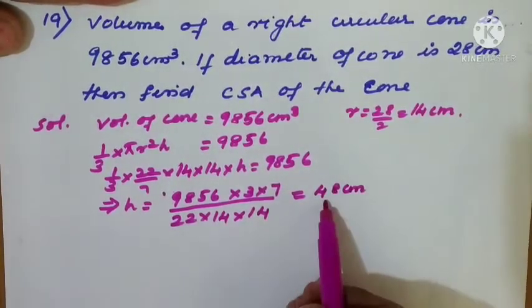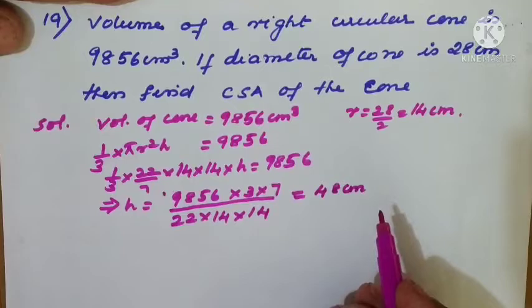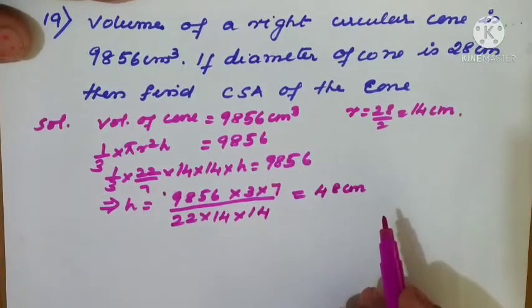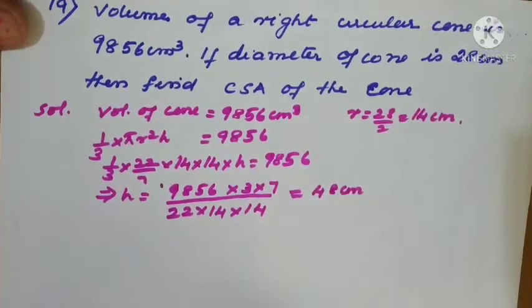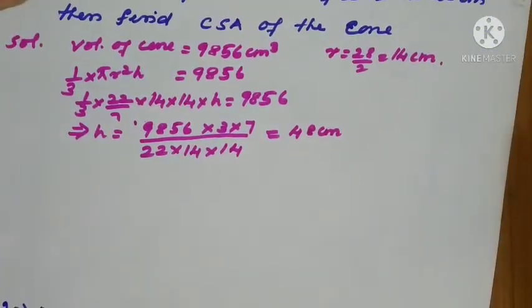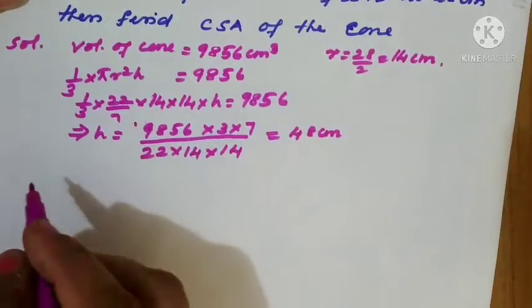Now we have h and we have r. So we have to calculate the curved surface area, which means we must know the formula. What is the curved surface area formula? Pi r l only. So l must be calculated, right? What is the l formula? l equal to root of h square plus r square. So h we got, r we got.